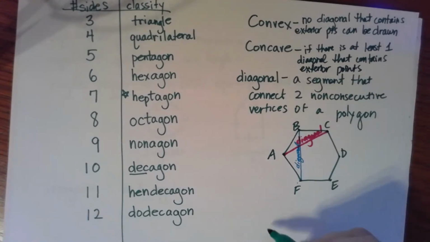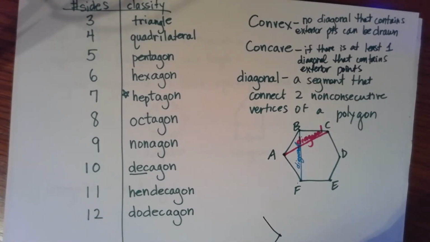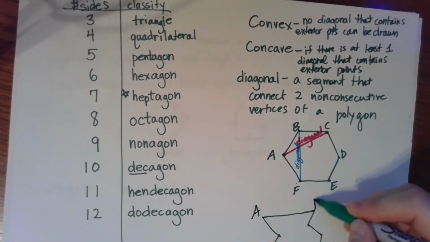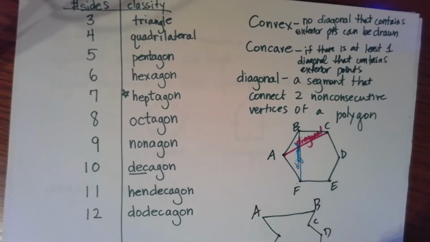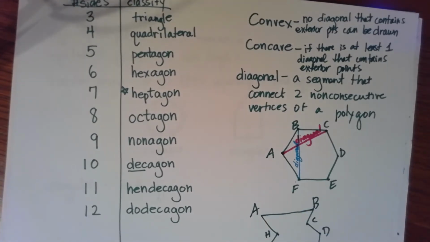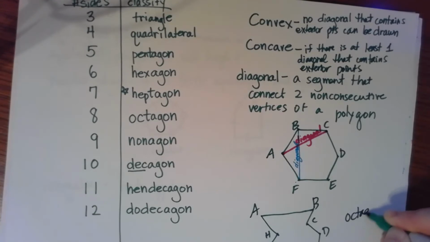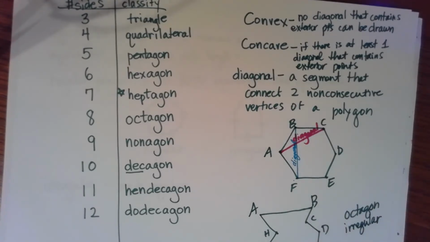Okay, so let me draw you another example of a polygon here. This polygon has 1, 2, 3, 4, 5, 6, 7, 8 sides. This is an octagon. It's definitely irregular. Now if we look at it, we want to ask ourselves, is it convex or is it concave?